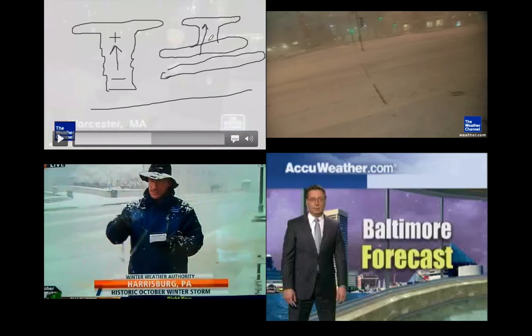It's rare to get it, but when it happens, let me tell you something. I guarantee you when you hear thunder snow, you are in an area that you're getting heavy, heavy, heavy snowfall out of this. So just a quick drawing up here to kind of show you what's going on here.